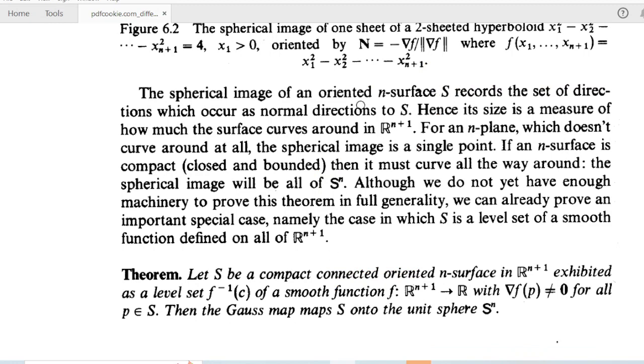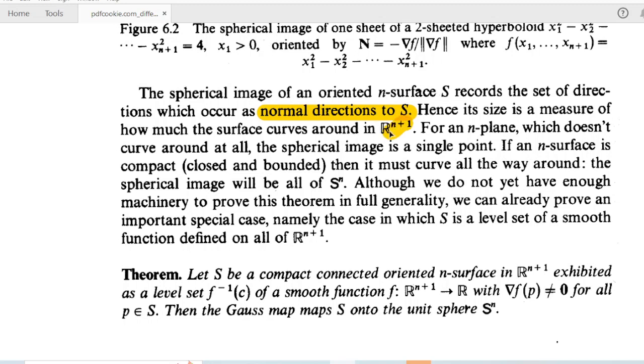The spherical image of an oriented n surface records the set of directions which occur as normal directions to S. A direction is a unit vector, so the spherical image gives you the set of unit normal vectors to S. Hence, its size is a measure of how much the surface curves around in R raised to n plus 1.